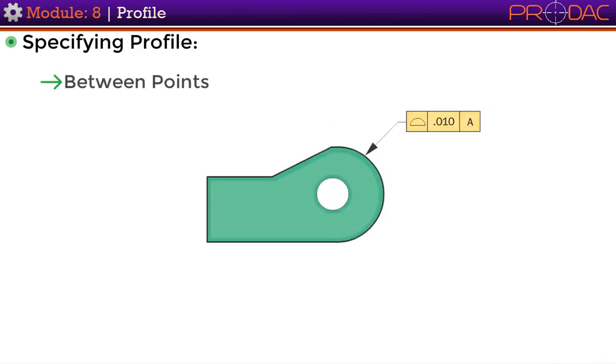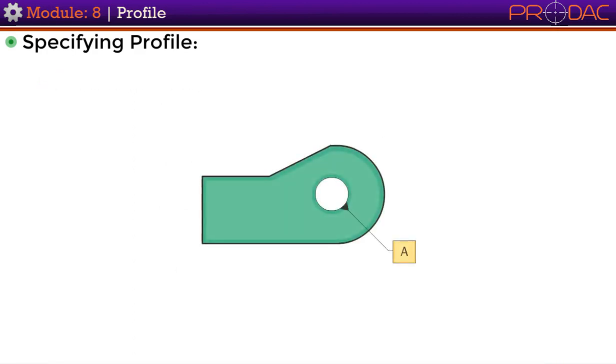Second one is called between, which means profile between two specified points. The between symbol is placed beneath the feature control frame. The profile tolerance applies to the portion of the profile between points X and Z where the leader is pointing. It's shown by the red line in this picture.